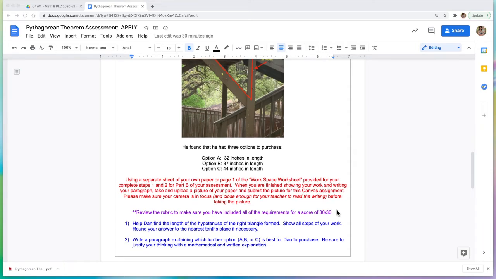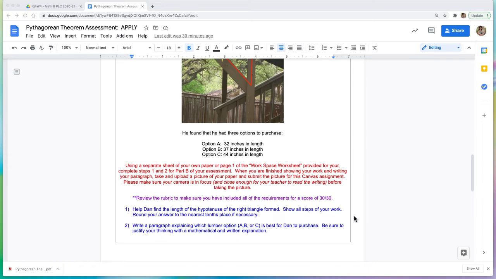So this next part is the directions for what you're actually going to do on the worksheet that you're going to print or on the separate sheet of paper, okay? When you're finished showing your work and writing your paragraph, take and upload a picture of your paper and submit the picture for this Canvas assignment. Please make sure that your camera is in focus and that your camera is not really far away. You want to make sure that your teacher can actually read the work and see all the numbers and see your calculations before you take the picture. You also want to review the rubric before you submit to make sure you've included all the requirements for a score of 30 out of 30.